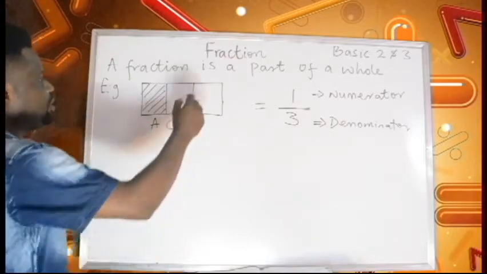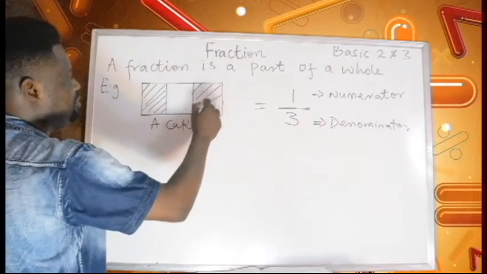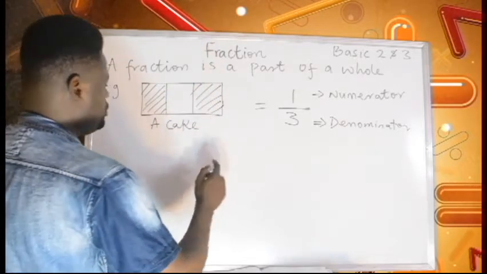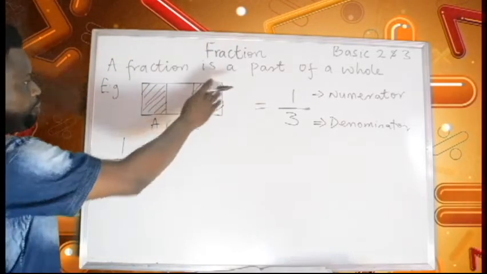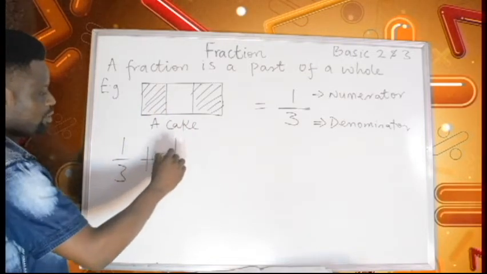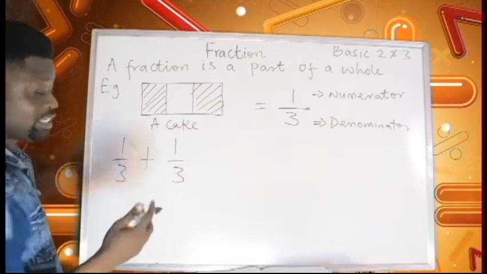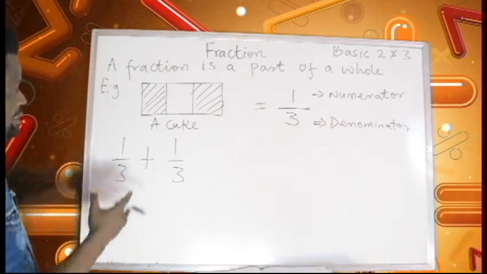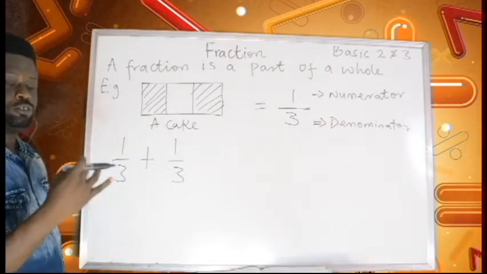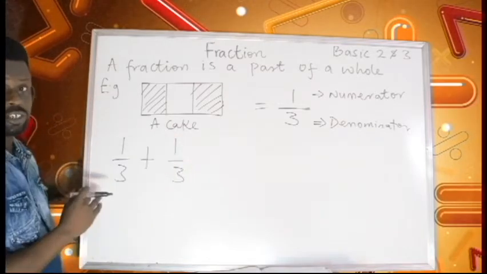If John is given another portion again, so the first portion is 1/3. The second portion given to John is plus 1/3. That means fractions can be added or subtracted. Now to know the total portion of John, you have to add up these fractions.